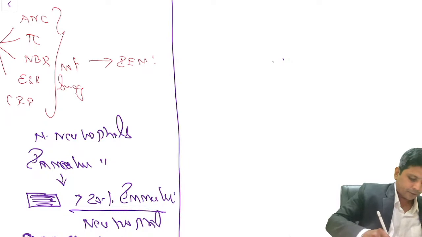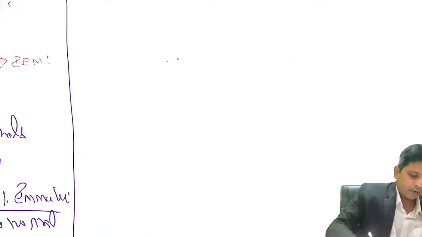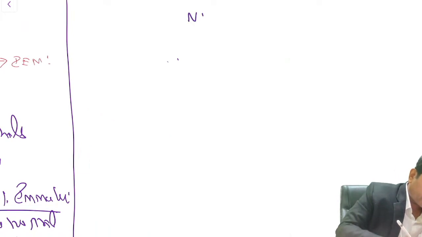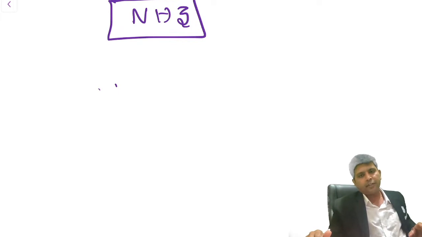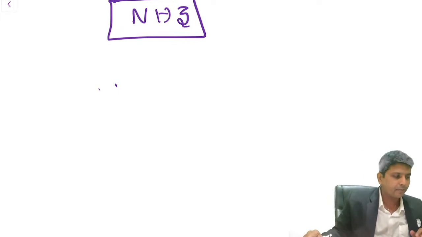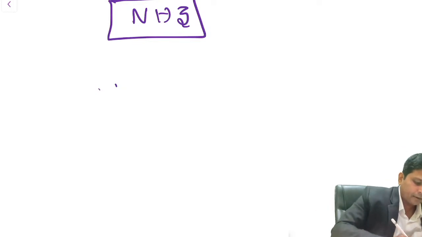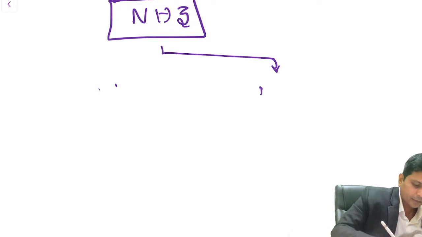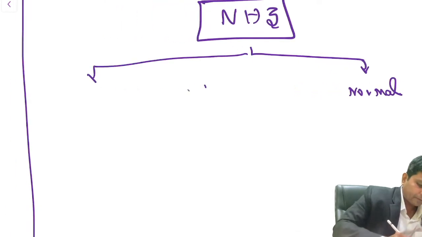So then comes an approach. My dear students, listen carefully. What is the approach? The first investigation in any case of suspected inborn errors of metabolism is ammonia. I repeat, the first investigation that you need to take in any case of inborn errors of metabolism is serum ammonia. And you need to look for whether ammonia is normal or ammonia is high.